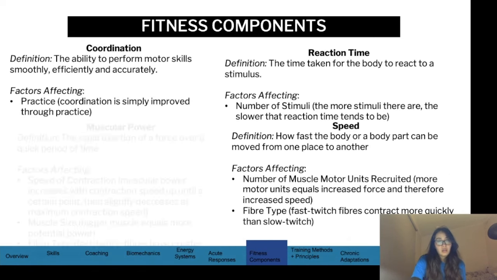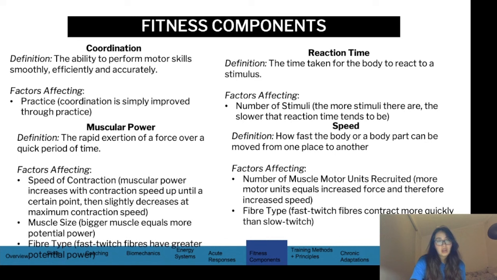And we've also got muscular power, and so this is the rapid exertion of a force over a quick period of time. Okay, make sure you do understand these three definitions and differentiate between them. I'd actually recommend writing down each of the definitions and testing yourself on them, like going, okay, what's muscular power? What's muscular endurance? What's muscular strength? And being able to differentiate between them. Because this is quite common on the VCAA exam, being asked to define each of these. And I would often get mixed up between muscular power and muscular strength. Or endurance.